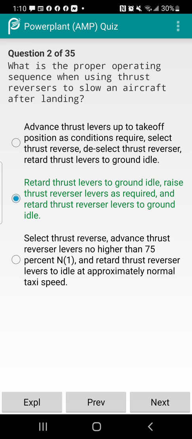Retard thrust levers to ground idle. Raise thrust reverse levers as required, and retard thrust reverse levers to ground idle.